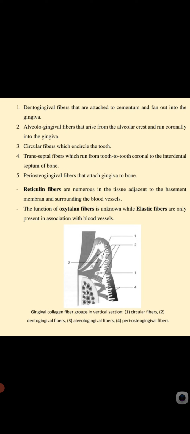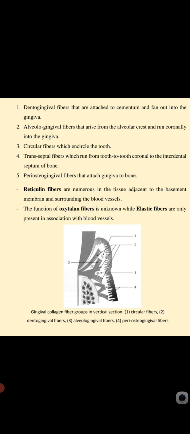Second is the alveologingival fibers. They originate from the alveolar process of bone and enter into the gingiva. They arise from the alveolar crest and run coronally into the gingiva. So the second is the alveolar gingival fiber. Third is the circular fiber, which encircles the tooth. It completely encircles the tooth. Fourth is the transseptal fibers, which run from tooth to tooth, meaning they originate from one tooth and enter into the other tooth.